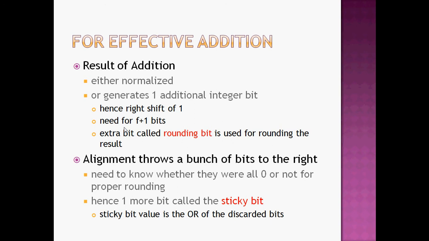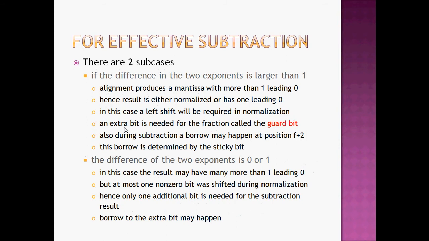Now let us move to the steps which should be taken for effective addition. The result of addition should be either normalized or generates one additional integer bit. Hence, a right shift of 1 is needed for f plus 1 bits. An extra bit called the rounding bit is used for rounding the result. Alignment throws a bunch of bits to the right. We need to know whether they were all 0 or not for proper rounding. Hence, one more bit called the sticky bit. The sticky bit value is the OR of the discarded bits.